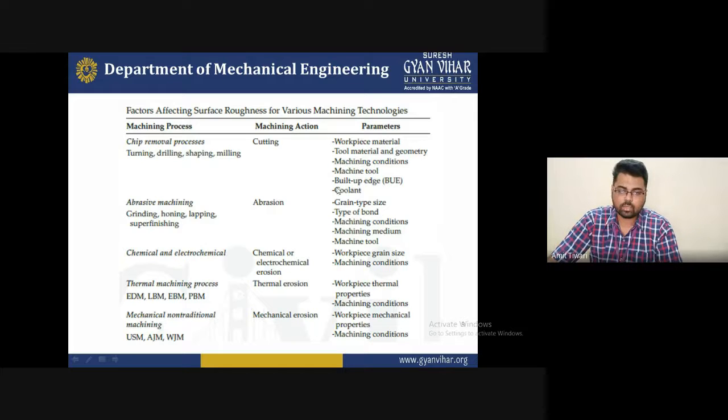So this table I am showing you helps you understand how the surface is affected for the various machining technologies. If you are doing a standard cutting, or going from low to high quality machining, the surface quality will increase. That means a fine finish will be produced, but the cost of the particular product will increase.